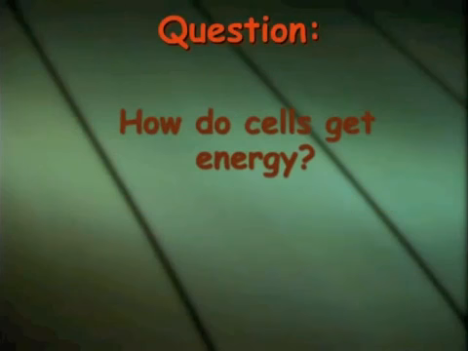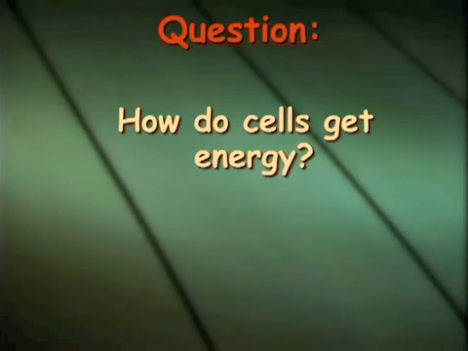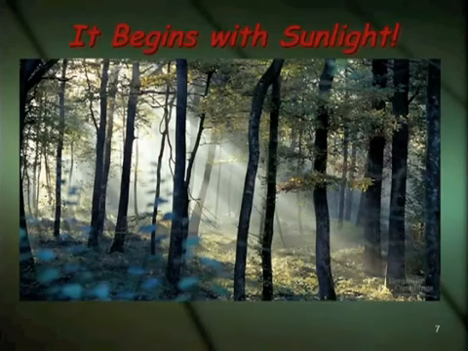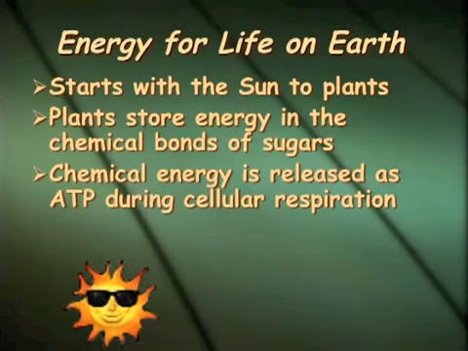The first question to ask when beginning photosynthesis is, how do cells get energy? They all get it from sunlight. It all begins with sunlight. If you remember back to ecology, everything comes from the sun. The flow of energy starts with the sun. It goes from the sun to the plants, where plants go through photosynthesis and store energy in chemical bonds of sugars, and then in either plants or animals, chemical energy is released as ATP during cellular respiration. So that's the path of the energy flow that we learned about in ecology, and it starts with photosynthesis.